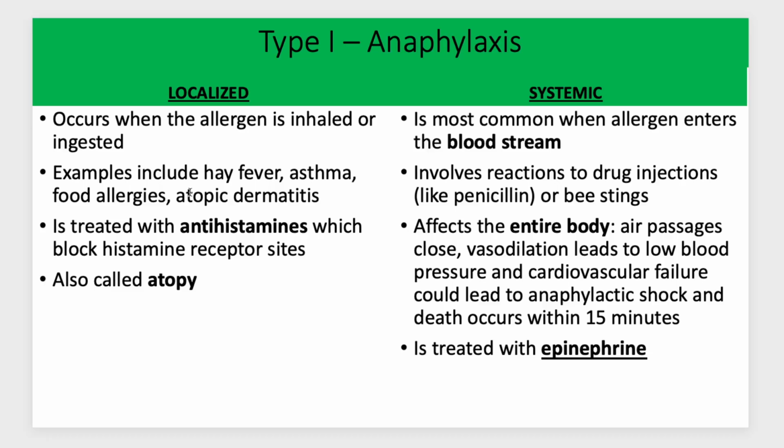So then we have systemic. This is the most common when allergen enters the bloodstream. So it goes into the entire system. For example, if someone is allergic to penicillin and they get an injection, well, then you could have a systemic reaction to that, anaphylaxis. A bee sting goes right into your bloodstream. It could be a systemic reaction. So these affect the entire body, and they can be extremely dangerous. If you're really allergic to a bee sting, you could be dead in 20 minutes.